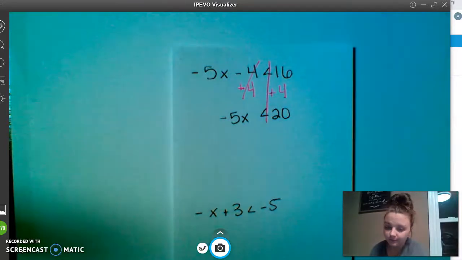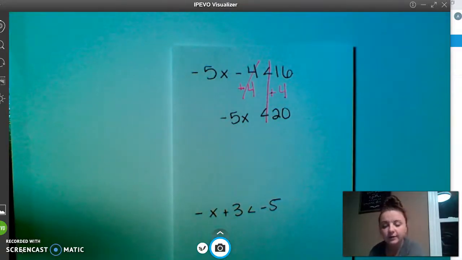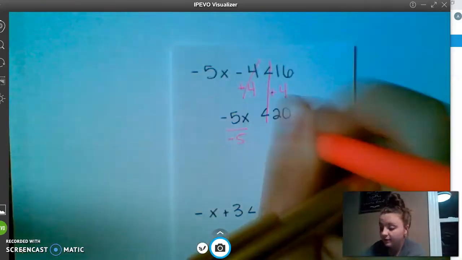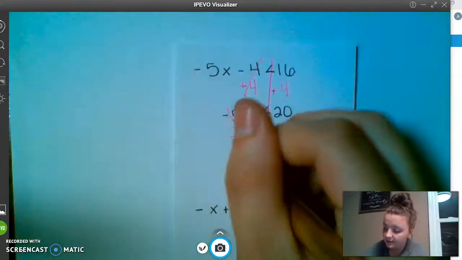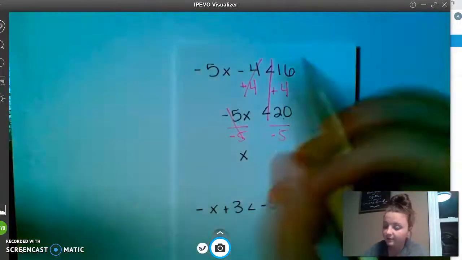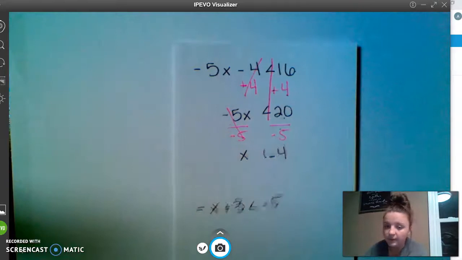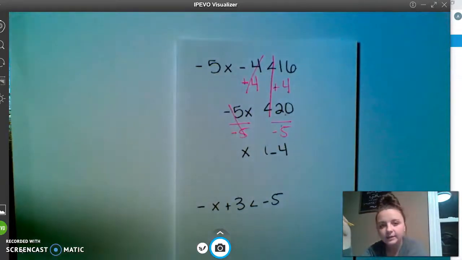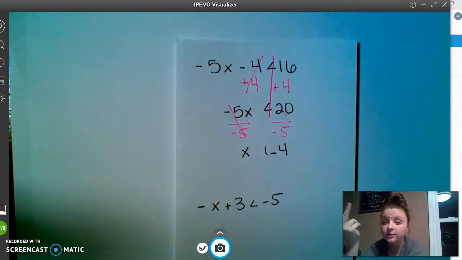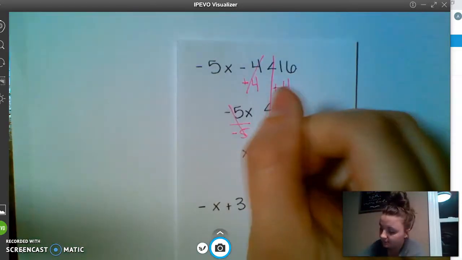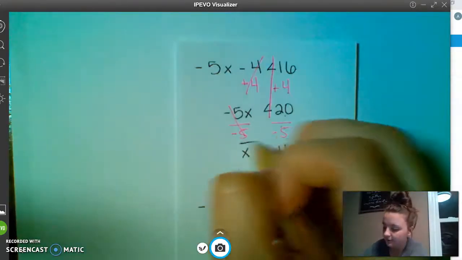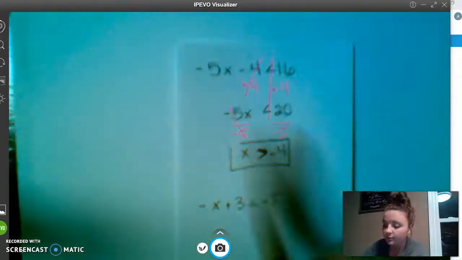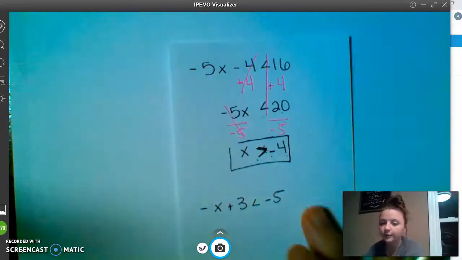Well, I'm almost there. I've got negative 5 times x. So to get rid of times negative 5, I have to divide by negative 5 on both sides. Well, those cancel, and hooray, we have x by itself. 20 divided by negative 5 is negative 4. Did I divide or multiply by a negative on both sides, though? I did. So remember, that means you have to flip your sign. So now x is greater than negative 4. So the trick to that one was to remember to flip when we divided by the negative 5. That was the hard part.